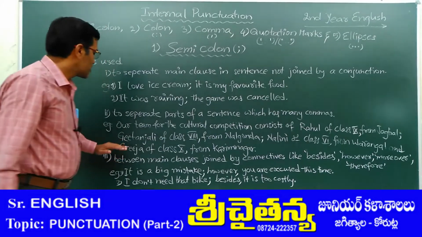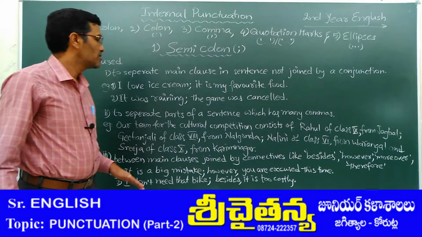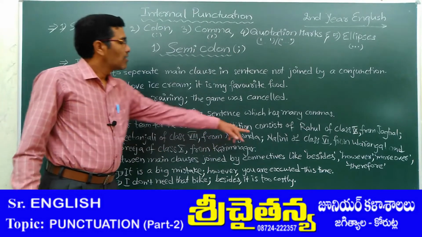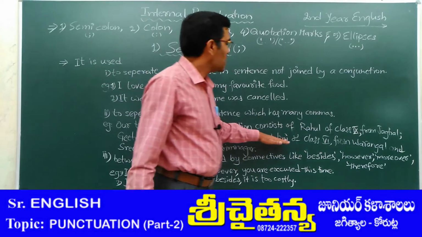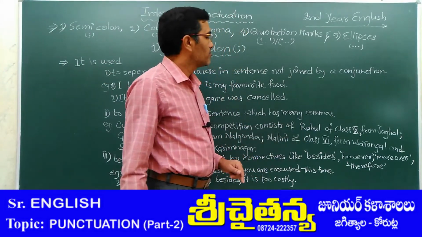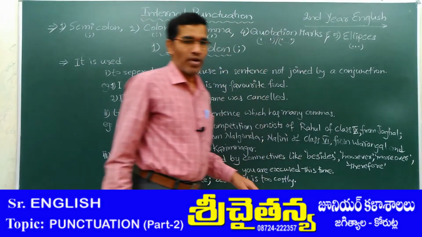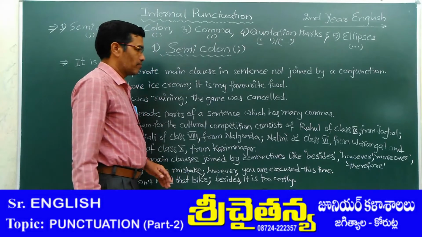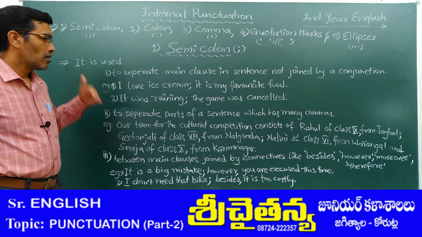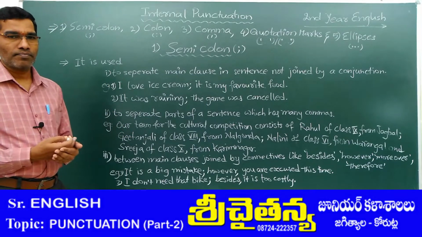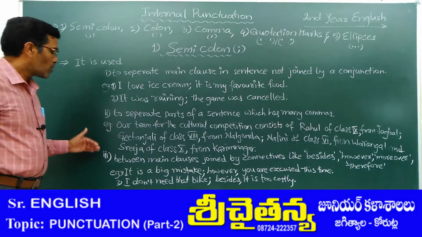This idea has been separated from the others. That is Geetanjali of class 8 from Nalgonda. Again, up to this, it is one list. And Nalini of class 6 from Warangal. Up to that, this is one more category. Like this, in a sentence which has many commas, we use a semicolon.